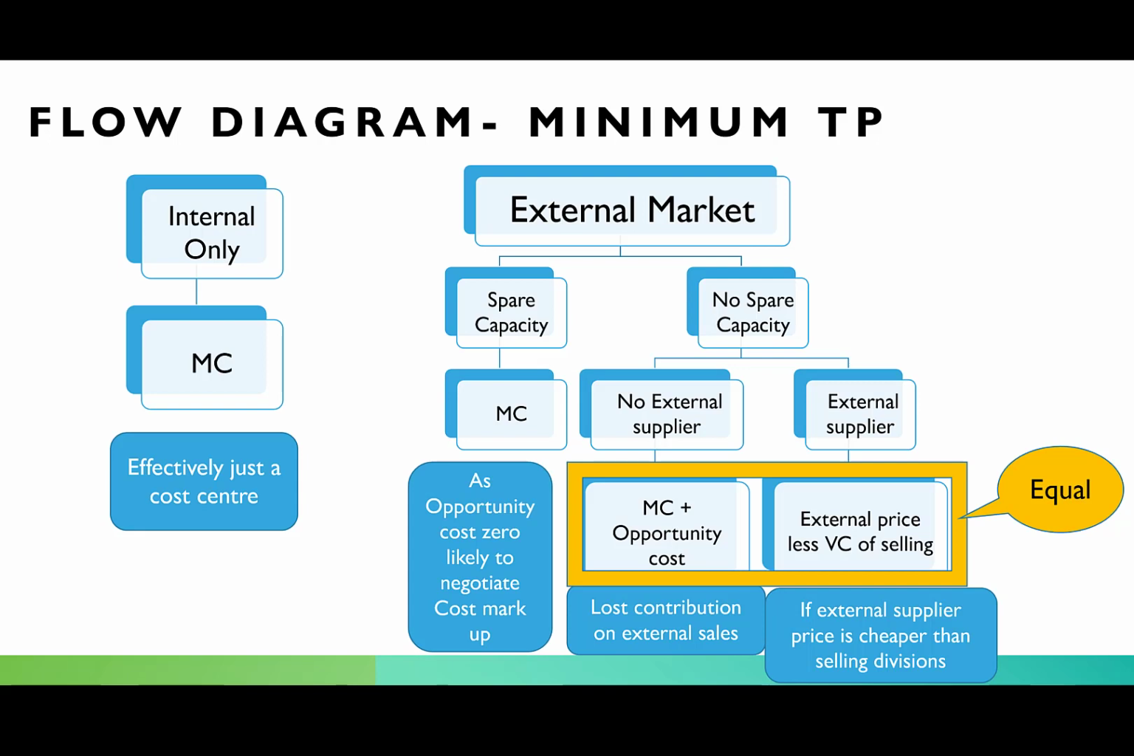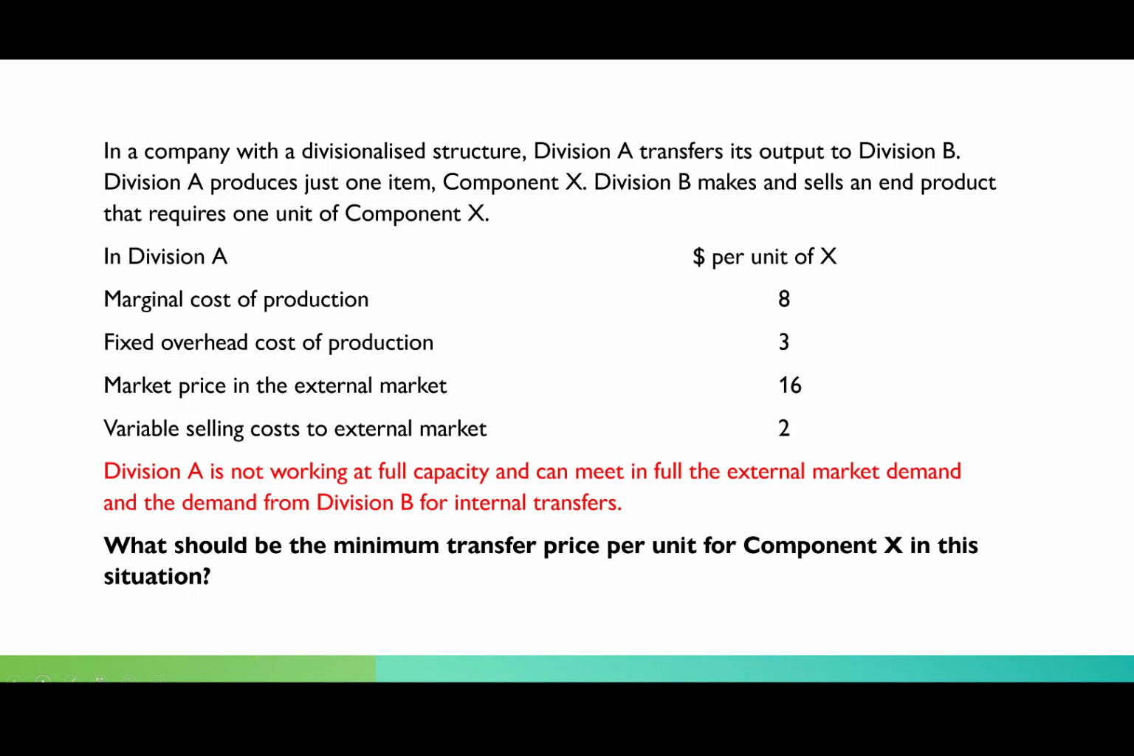You can also use this for your section C questions. So you can have this in your mind, so that you can go through all of the options and get those application and implication marks in your exam. Okay, so now I have an opportunity for you to have a go at using my flow diagram. Here's a question for you. What should be the minimum transfer price per unit for component X in this situation?